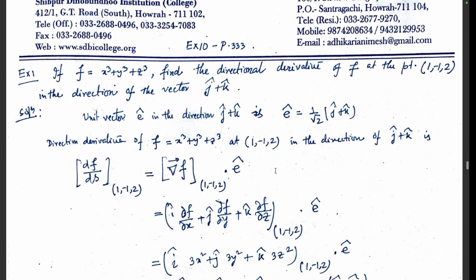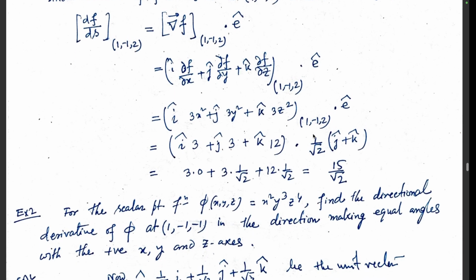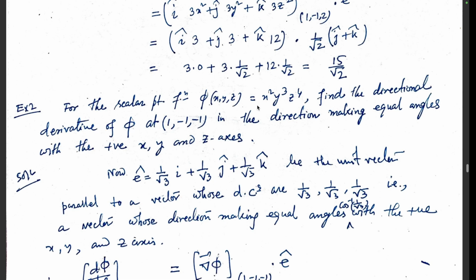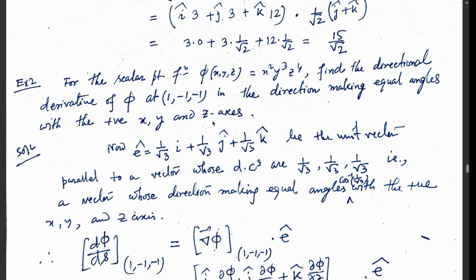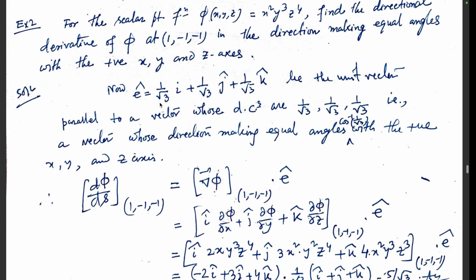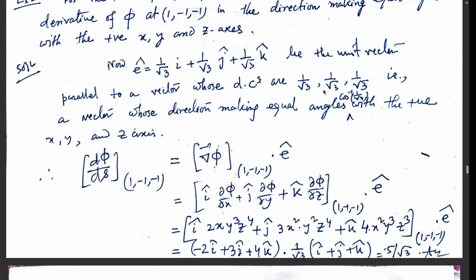Next question: f is the function, and the directional derivative of f at the point (1, -1, 2) in the direction of j cap + k cap. The answer is 15 by root 2. This example 2, phi is the function, and the directional derivative at the point (1, -1, -1) in a direction that makes an equal angle with the positive x-axis, y-axis and z-axis. So e cap is the unit vector parallel to the vector whose direction cosines are 1 by root 3, 1 by root 3 and 1 by root 3.